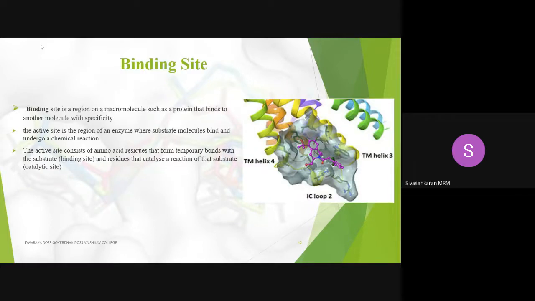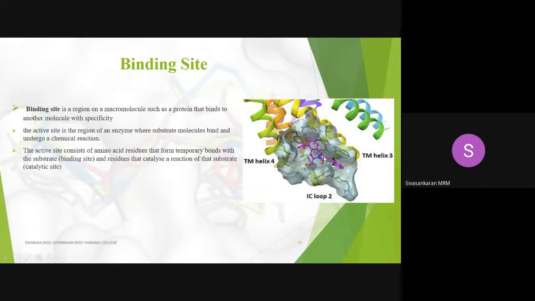The binding site is nothing but the region of a macromolecule, such as a protein, that binds to another molecule with specificity. Here in this structure, we can see in the diagram the ligand binding with the particular protein at the particular site.